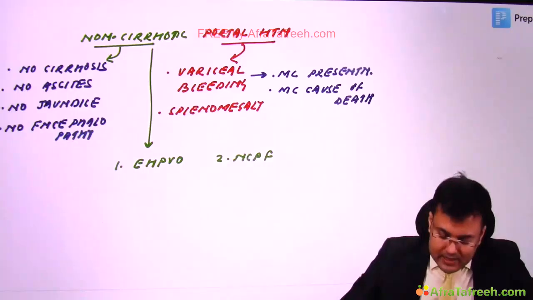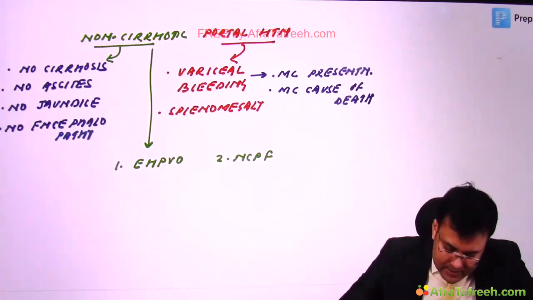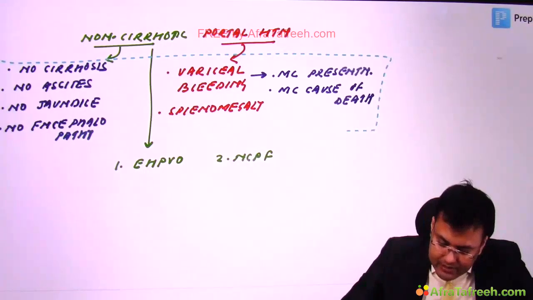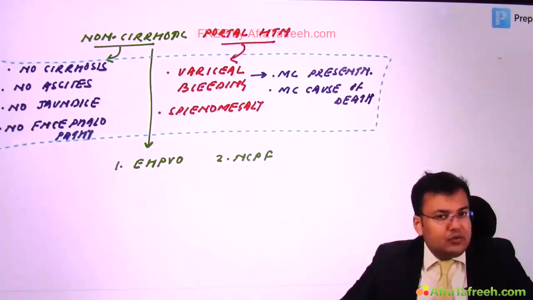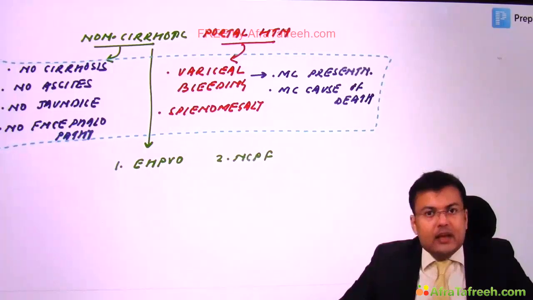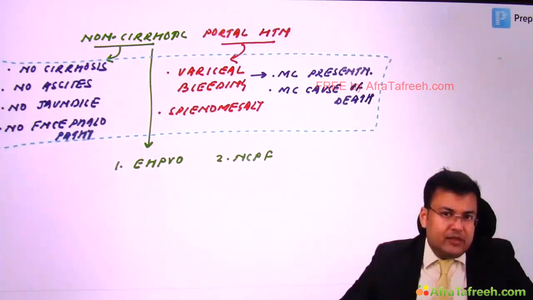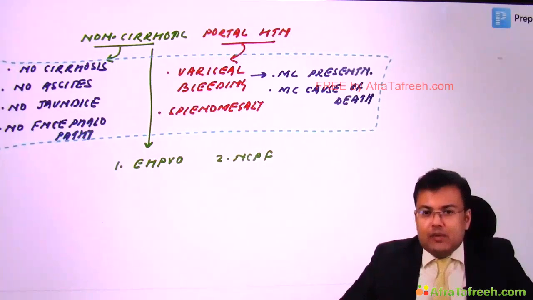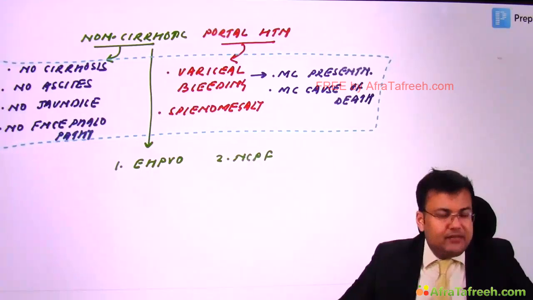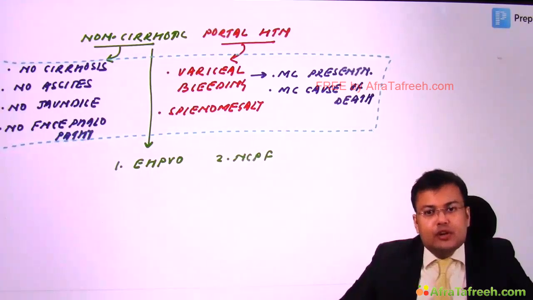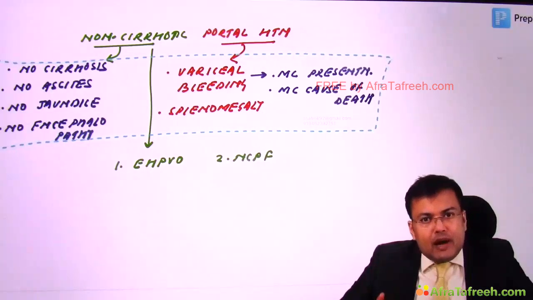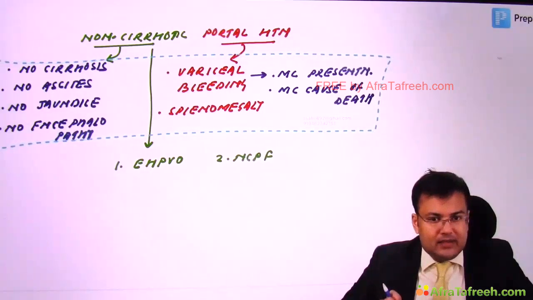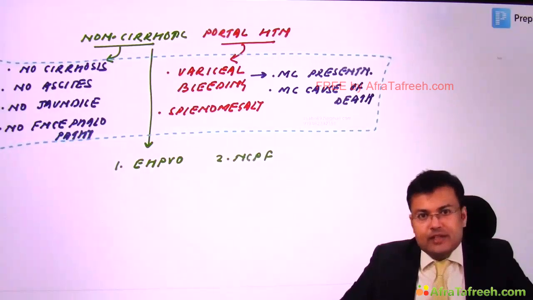So what are the similarities? Yes, these are the similarities between EHPVO and NCPF. What? That in EHPVO and NCPF there is no cirrhosis, ascites, jaundice, encephalopathy, means no signs and symptoms of hepatic failure. What is the most common presentation in EHPVO and NCPF? Variceal bleeding. What is the most common cause of death? Variceal bleeding, and splenomegaly is present in both. The difference? In EHPVO, mild to moderate splenomegaly is present. In NCPF, moderate to severe splenomegaly.